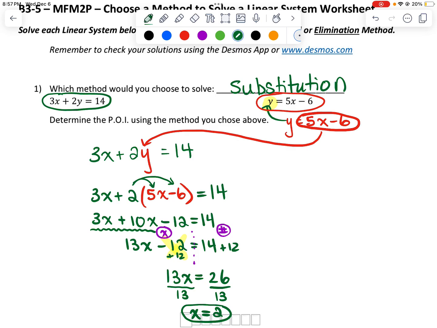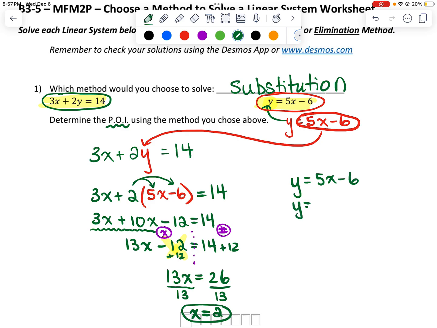But I'm trying to find the point of intersection between these two lines, so I need an x and a y. So my next step, I can use either the red or the green equation, doesn't matter, just one of the two original equations. I want to find out what y is. So I'm going to use the red one.